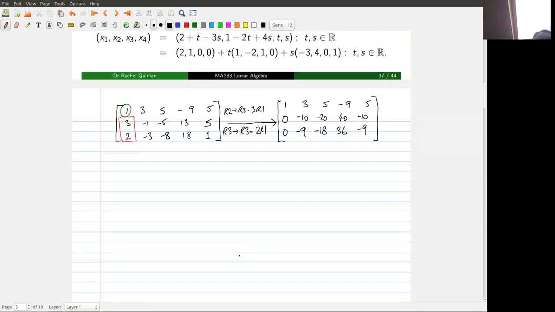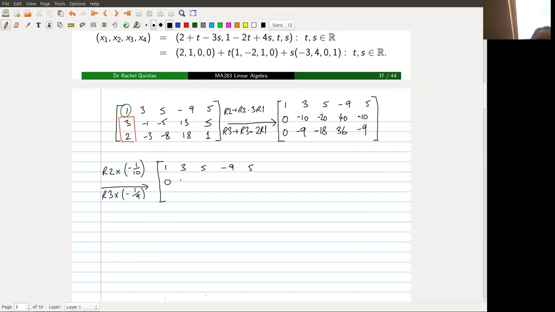So next, I guess we can cancel some factors that are common to all the entries in row 2 and in row 3. So we multiply row 2 by minus 1 over 10 in order to get a leading 1 there in row 2. We can observe that 10 divides all the entries in row 2, so that's not going to cause us any problems. And similarly, we multiply row 3 by minus 1 over 9. And when we do both of those steps, we're not changing row 1.